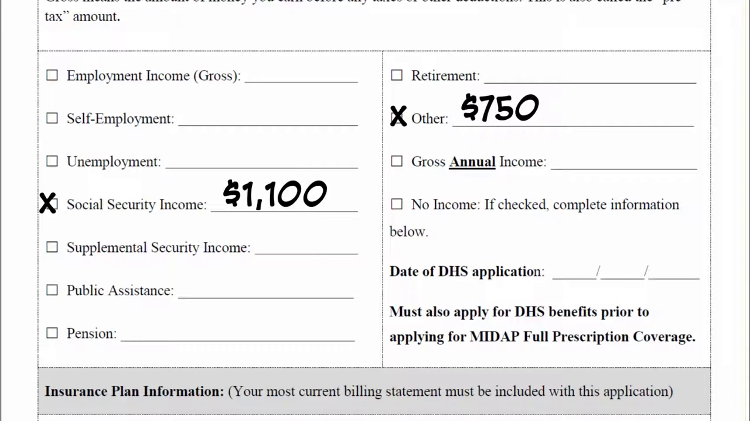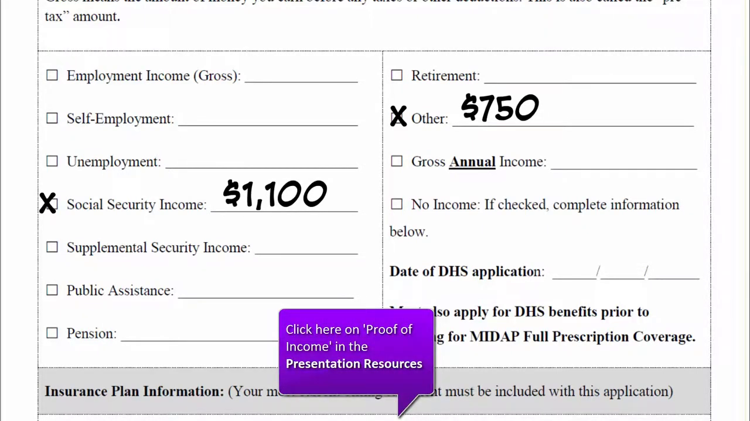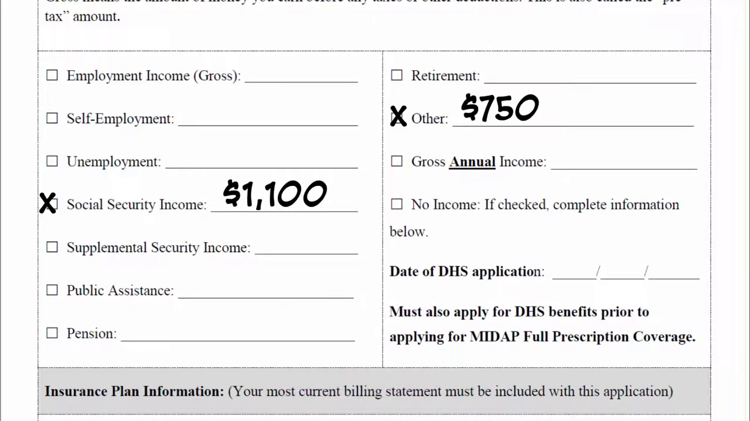Remember that when you submit your application, you will also need to include proof of income with your application. Examples of acceptable types of proof are provided in the Presentation Resources list. That completes all the household size and income information.